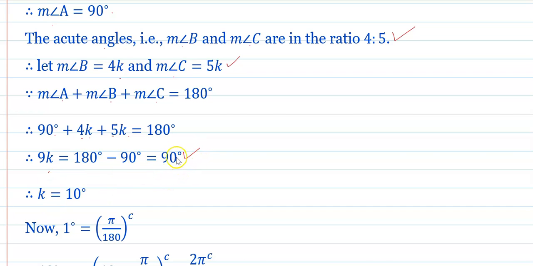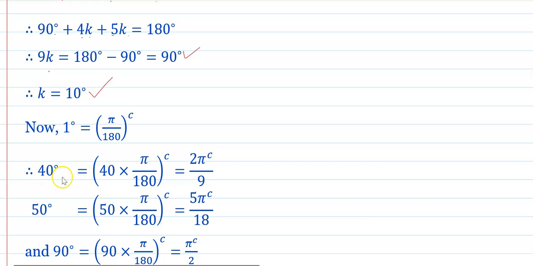Therefore k is equal to 90 upon 9, you will get 10 degree. Okay, again we will convert the angles. मग पहिला angle किती असेल? It's 4k, 4 into 10, you will get 40 degree. We will convert this angle to the radian. That is 40 into pi upon 180 radian. That is 2 pi by 9 radian.